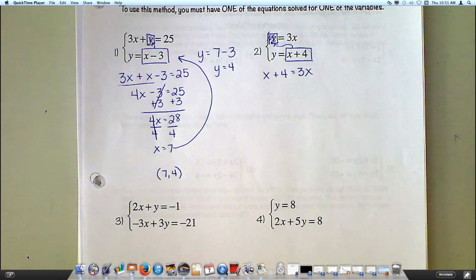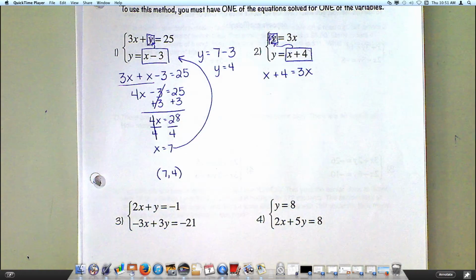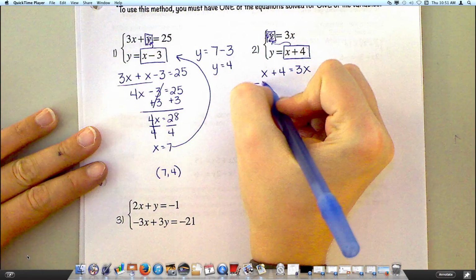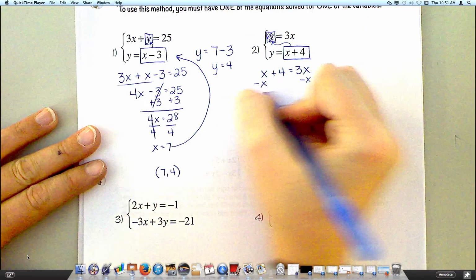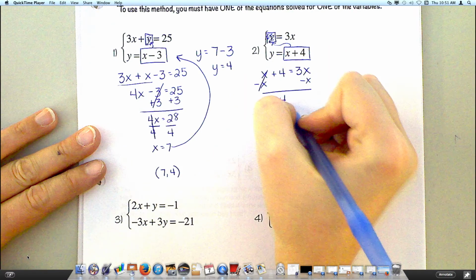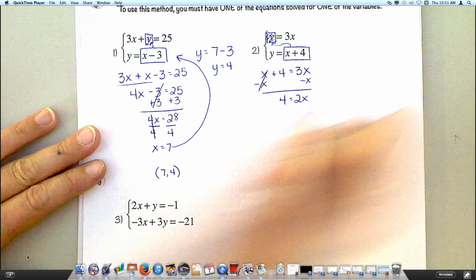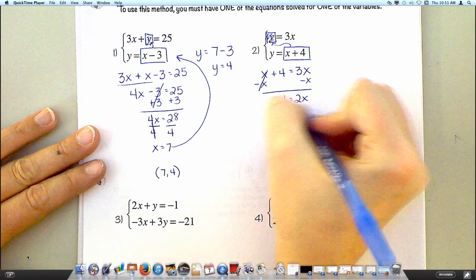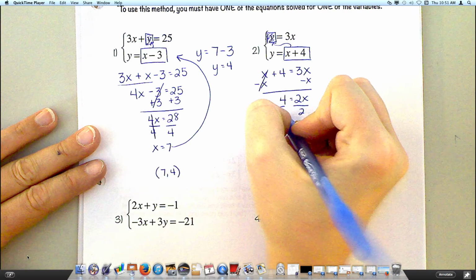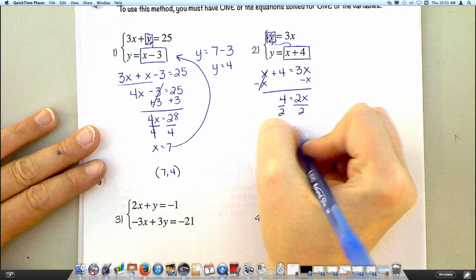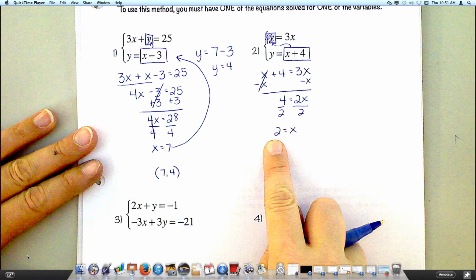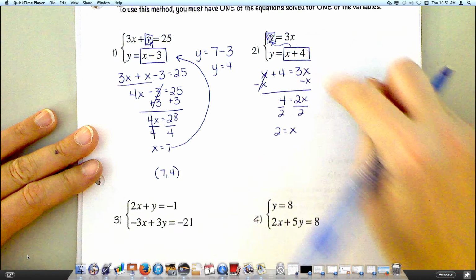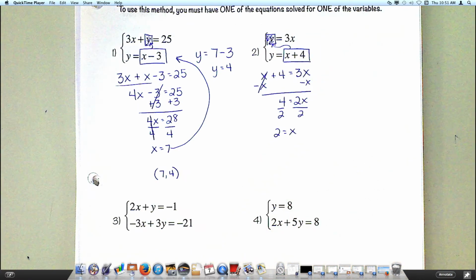How would I solve this from here? You do minus the x. So 4 equals 2x, then divide by 2. So x equals 2. Now I can take that 2 and plug it back into either one of my equations because they both say y equals blah, blah, blah.